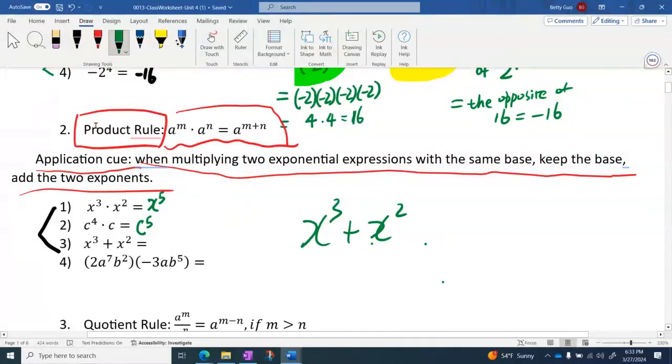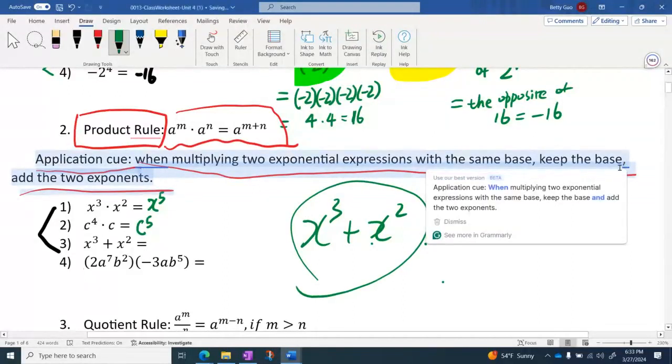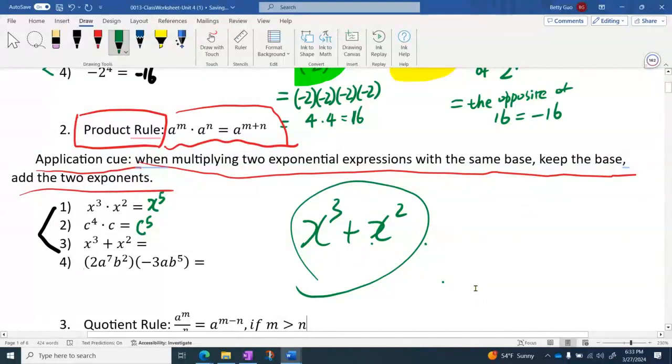We apply the product rule. Again, the key word here is the product. So we're going to know we apply the product rule when we need to multiply two exponential expressions with the same base. Are we multiplying the two exponential expressions with the same base, or are we adding? Question number 3, we are not multiplying, we are adding the two exponential expressions, right? Yes or no?